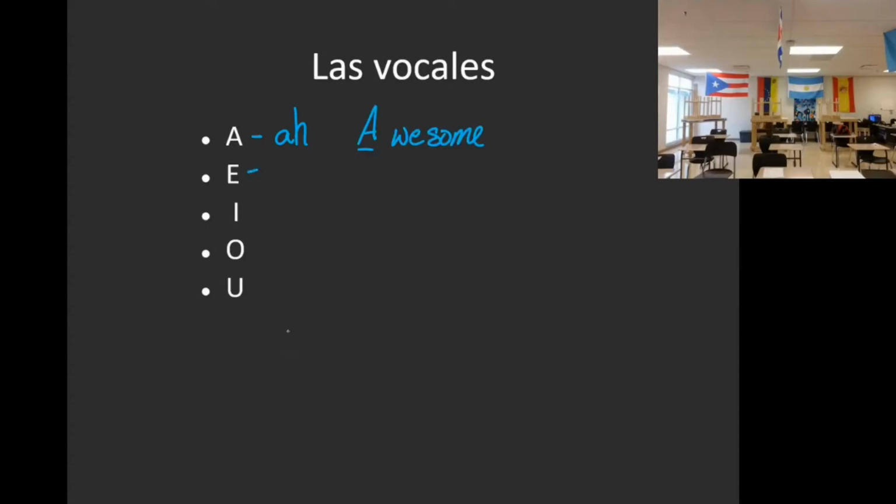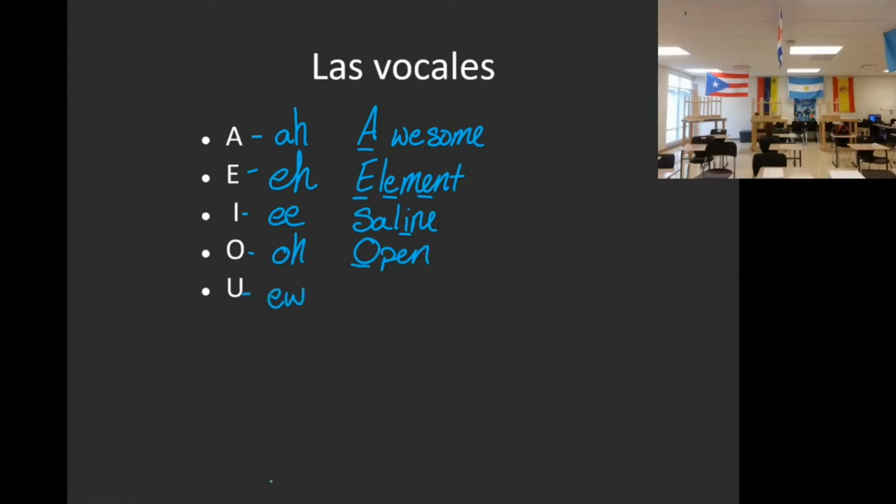All right, the letter E is going to go eh. And it shows up 3 times in this word, element, and it sounds that way in Spanish all the time. Eh. All right, the letter I is going to go ee, just like in the word saline. The letter O is always going to say oh, like in the word open. And the letter U is going to make that oo sound, like in parachute.